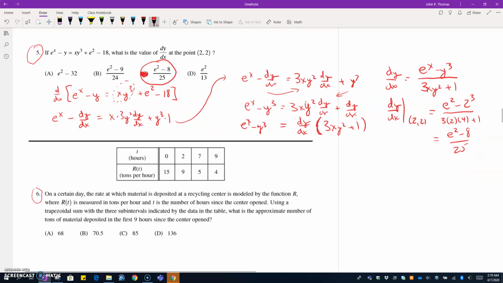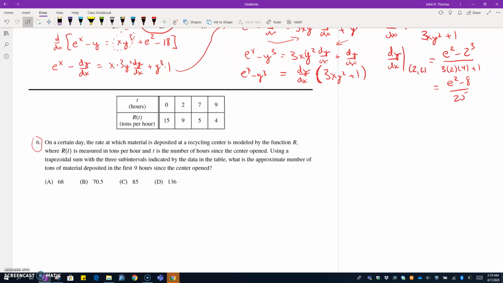Alright, now if we move on to number 6, number 6 says on a certain day, the rate at which material is deposited at a recycling center, so they're giving us a rate, alright, is modeled by R, where R is measured in tons per hour, and T is the number of hours since the center opened. Using the trapezoidal sum with 3 subintervals indicated by the data, what is the approximate tons of material deposited in the first 9 hours since open?